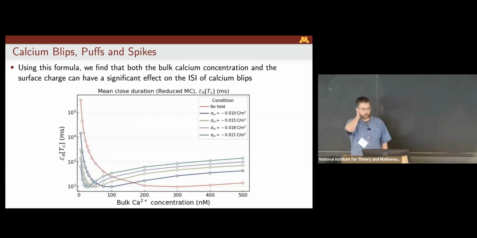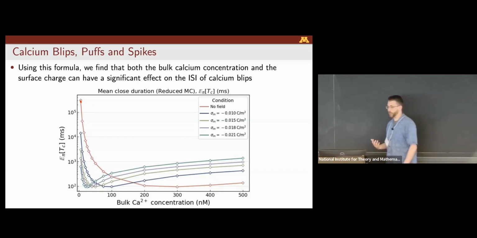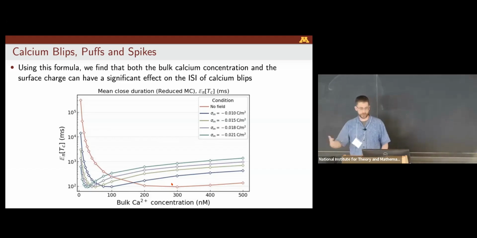So now I can ask, what does the field do to the time between blips? The first line I want everyone to focus on is this red line. Notice that it looks pretty much monotonically decreasing. This is what we expect, right? If there's not enough calcium in the system, it's going to take a really long time for calcium to find the receptor and to get into the activating state. As we increase calcium, we expect that time to go down. We expect more successes.